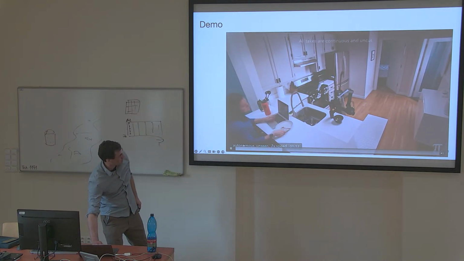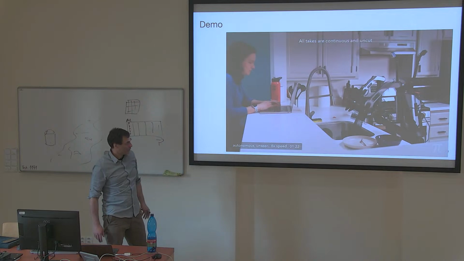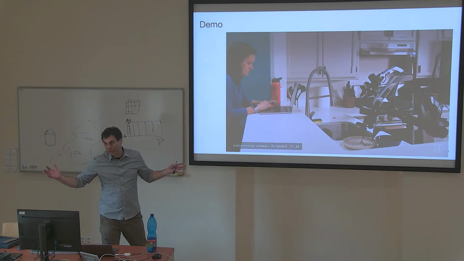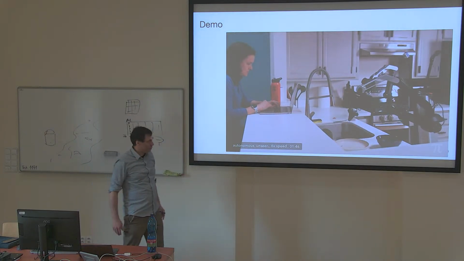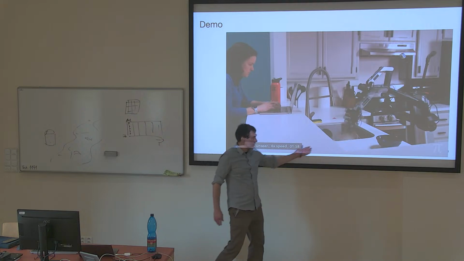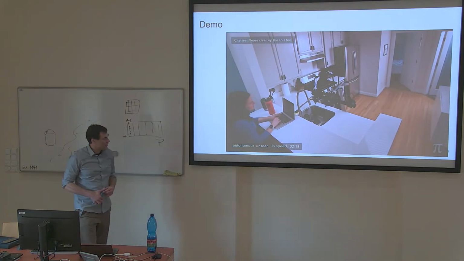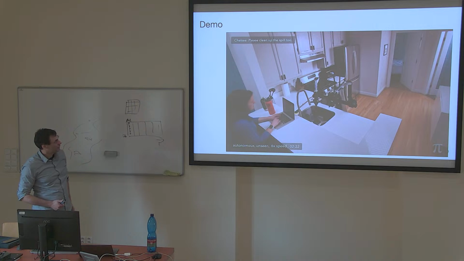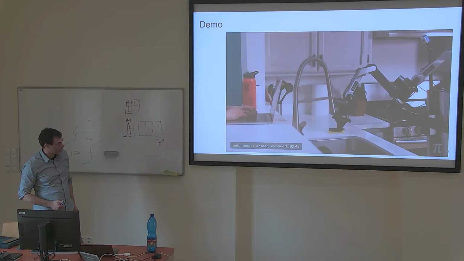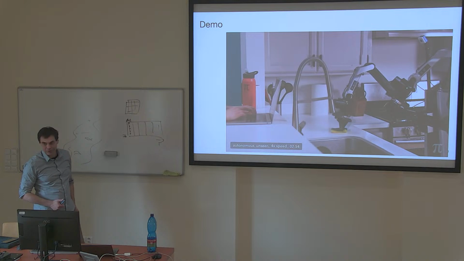She says, put the dishes into the sink, and the robot goes, apparently in an environment which is never seen before, executes the task by language and puts the dishes in the sink. I think then she says to clean up the spill, and the robot uses the sponge to clean up the spill.